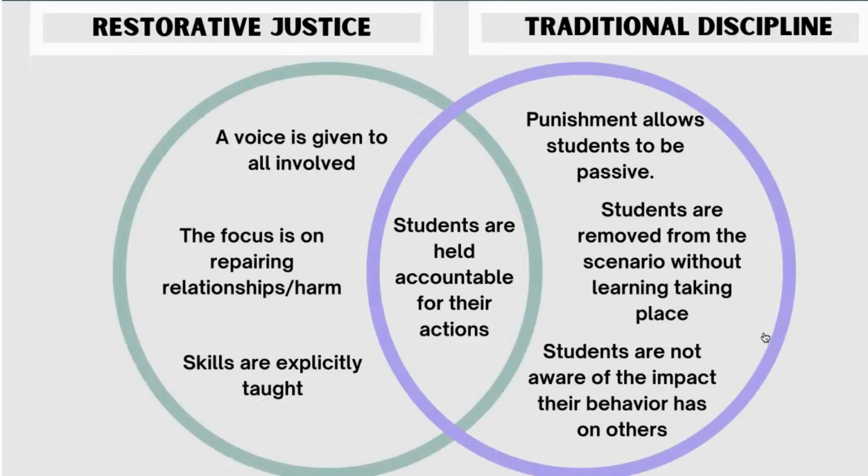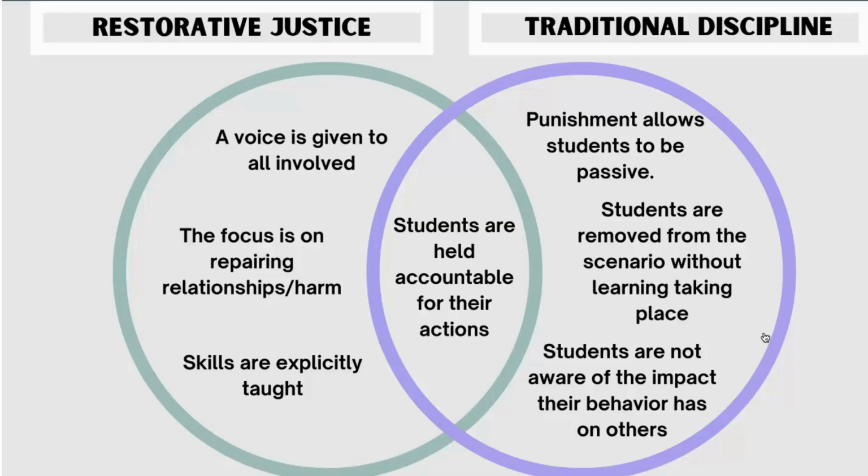This is just another visual comparing the two things. So when we're talking about traditional discipline, students typically get to be passive. They know that, oh, I made a mistake. This is what's going to happen. They don't really have a voice or choice in how the conflict gets resolved. Again, typically it means exclusion or being removed. And that time where students get to really see or hear how their decision impacted others is left out.